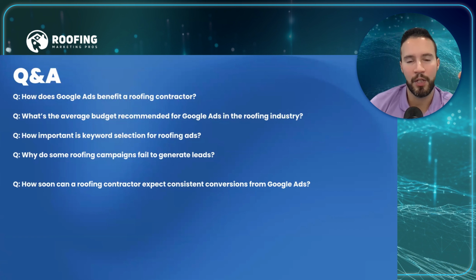And how important is keyword selection for roofing ads? Obviously, that's make or break. And why do some roofing companies fail to generate leads? Like I said before, that's probably a conversion issue, the wrong keywords, conversion tracking set up incorrectly, or not enough time and consistent conversions. Like I said, 90 to 120 days. So that's what it takes, right? 90 to 120 days.